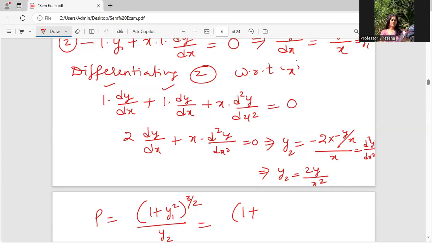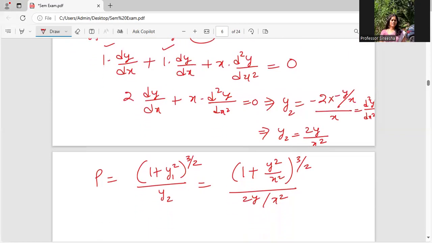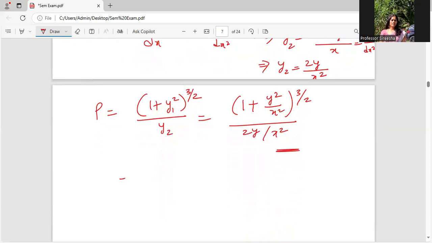y1 squared is minus y by x whole squared. So it would be, minus whole square would be plus, right? y squared by x squared, whole power 3 by 2. y2 is 2y by x squared, right? Yes, I will just rearrange. If there's anything that I can simplify, I will simplify. Otherwise, this is my answer.